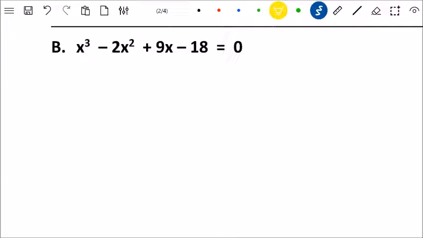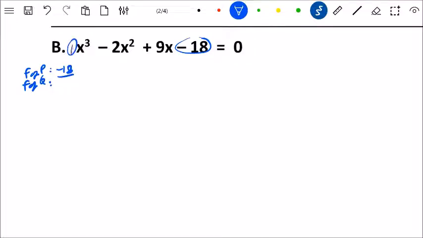All right, welcome back. And so let's figure out from this, what are the sets of numbers to choose from that we can do synthetic division with? So I'm going to do P over Q, factors of and factors of. So for P, it's minus 18.